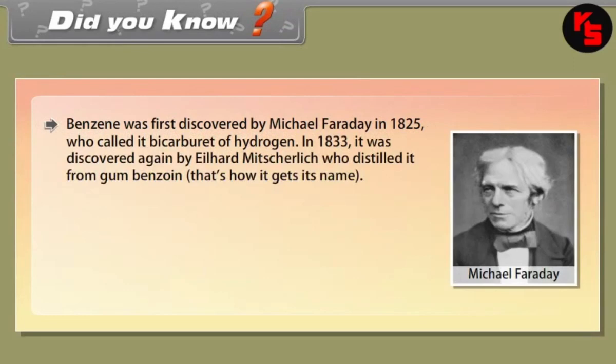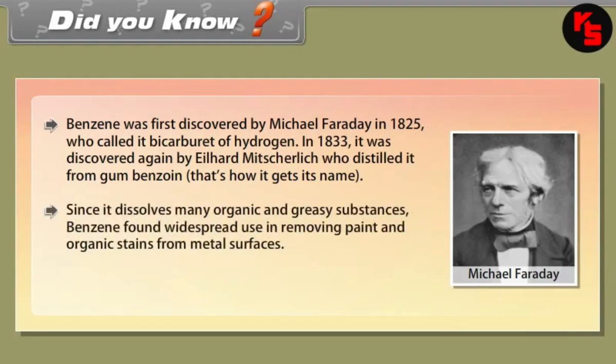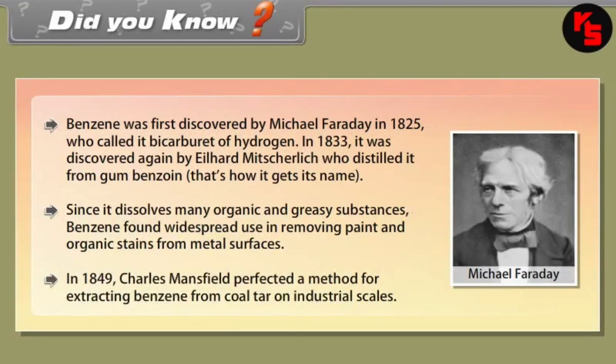Did you know? Benzene was first discovered by Michael Faraday in 1825, who called it bicarburate of hydrogen. In 1833, it was discovered again by Eilhard Mitscherlich, who distilled it from gum benzoin. That's how it gets its name. Since it dissolves many organic and greasy substances, benzene found widespread use in removing paint and organic stains from metal surfaces. In 1849, Charles Mansfield perfected a method for extracting benzene from coal tar on industrial scales.